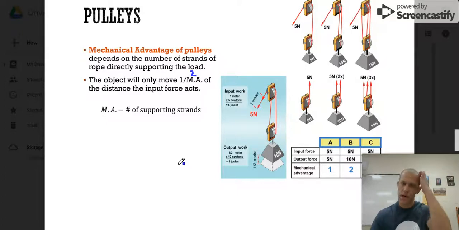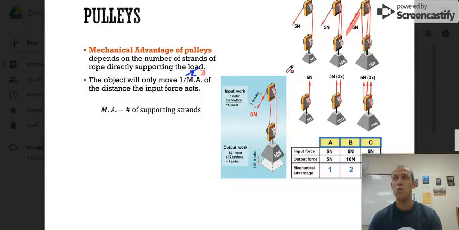So just remember that. This one right here is the same as right here. 1, 2, 3 strands. So that means the mechanical advantage is not 2 anymore, but 3. So the object will only move 1/3 of the distance now that the input force acts upon. So if this moves 3 feet, it's only going to be raised 1 foot. Very important to remember that. Pulleys are awesome, but you just need to remember what you're gaining in ability to do work, you're losing in the distance.